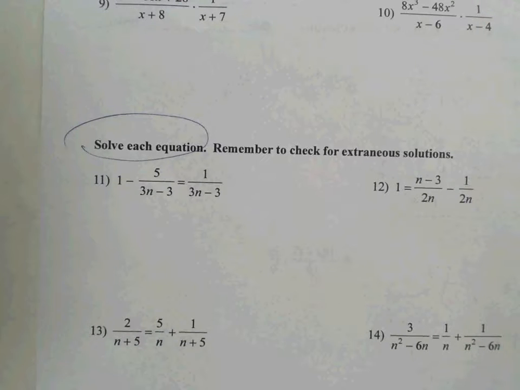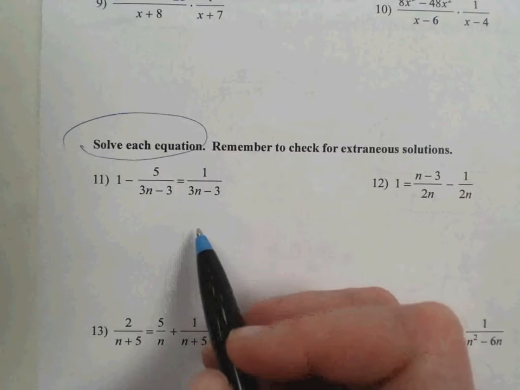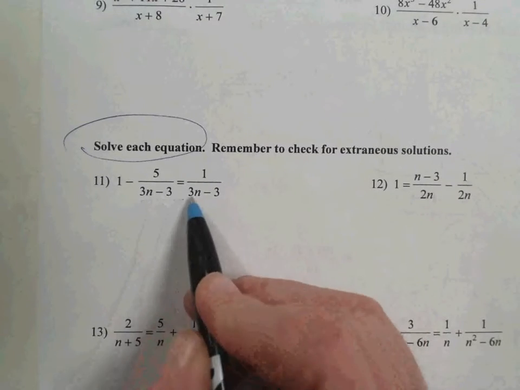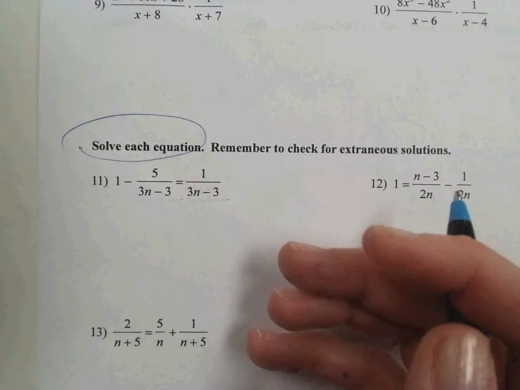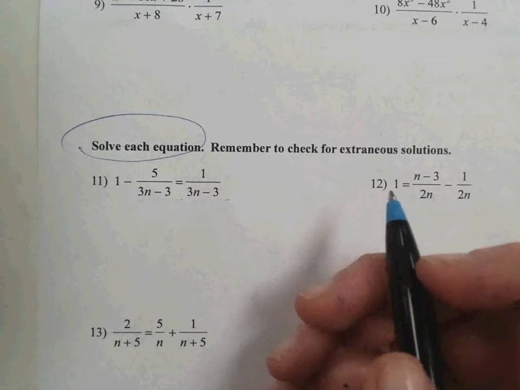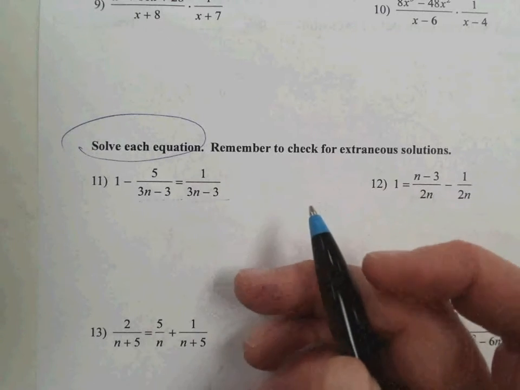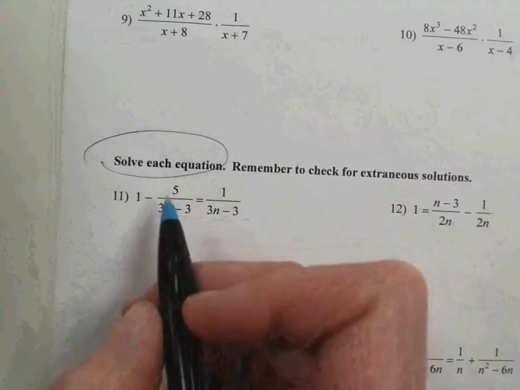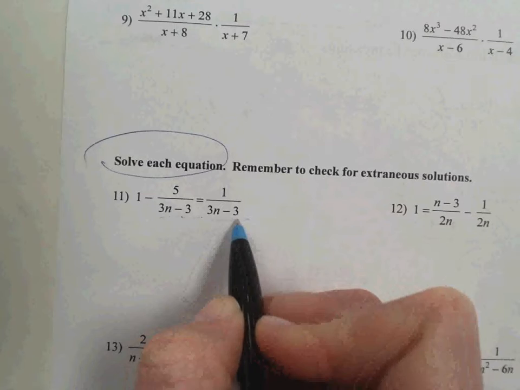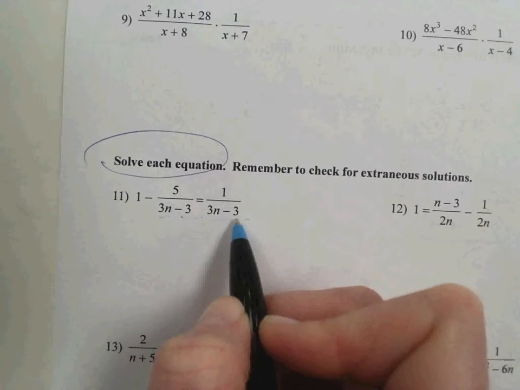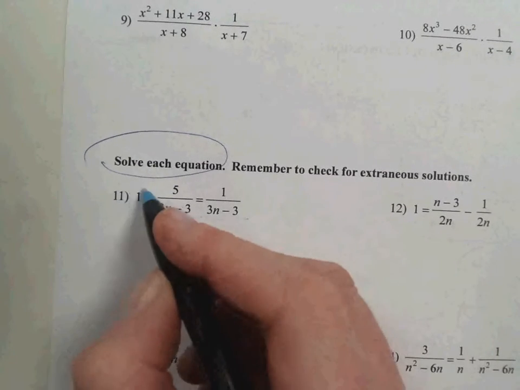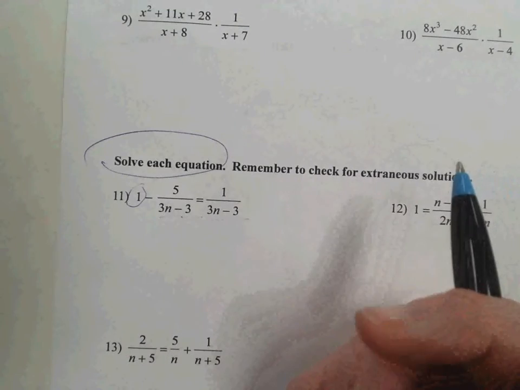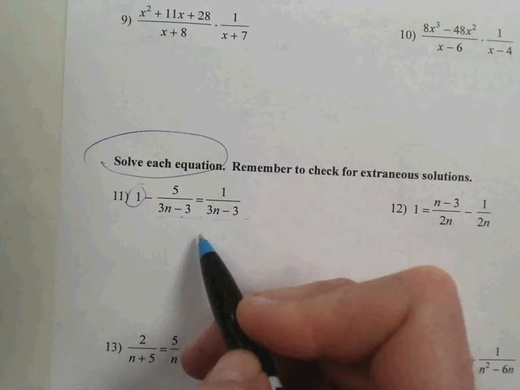Alright, so the first step when you're solving a rational equation is to get a common denominator. Right? It's kind of like when you were adding fractions way back in the day. So we have a 3n minus 3 as the denominator for 2 of our 3 pieces here, and we need to get that 1 to have a common denominator of 3n minus 3.